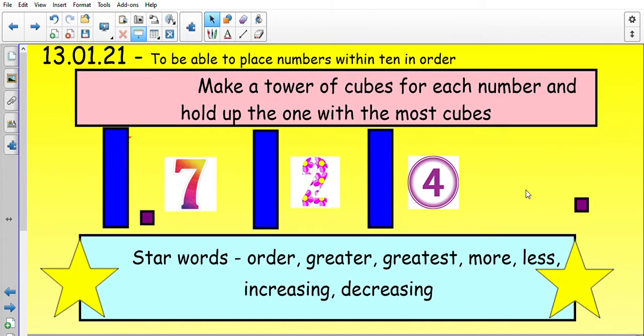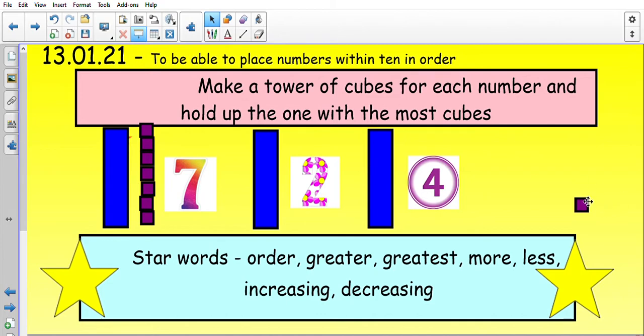There we go. 1, 2, 3, 4, 5, nearly there, 6, 7. That's quite a high one, isn't it? Goes right up.